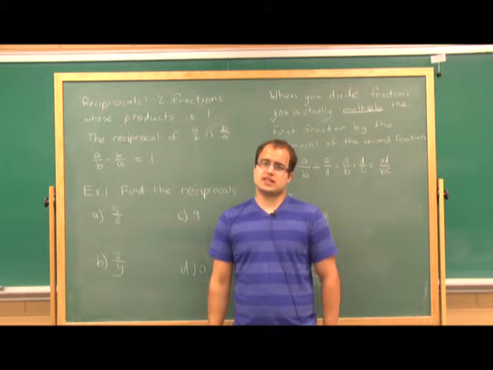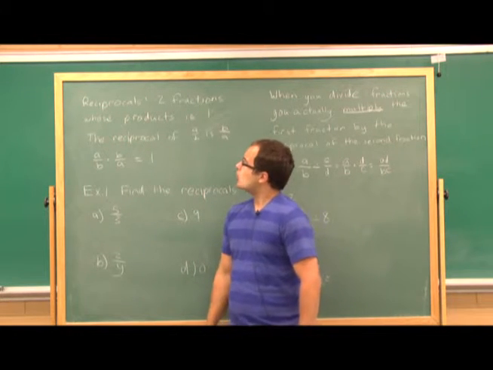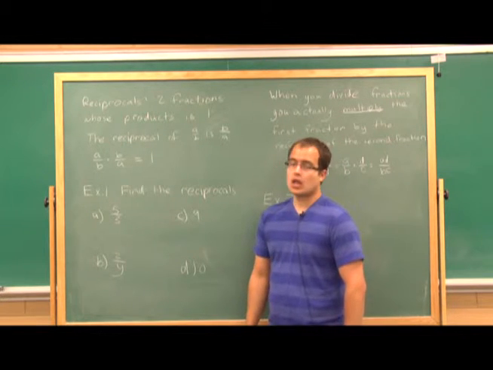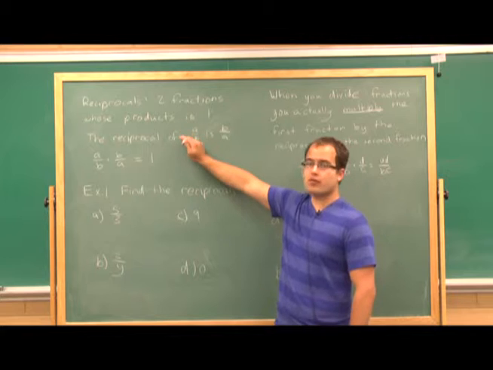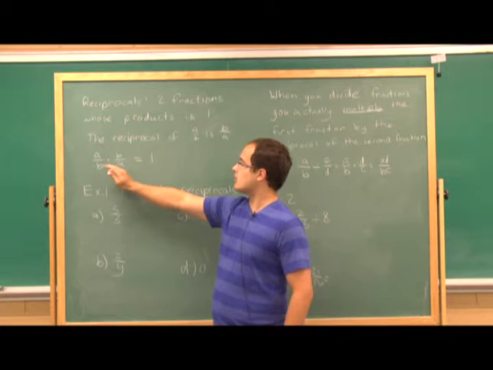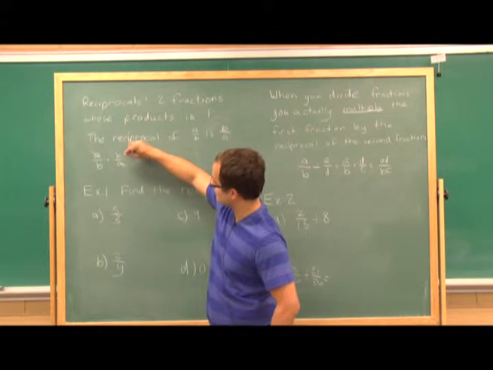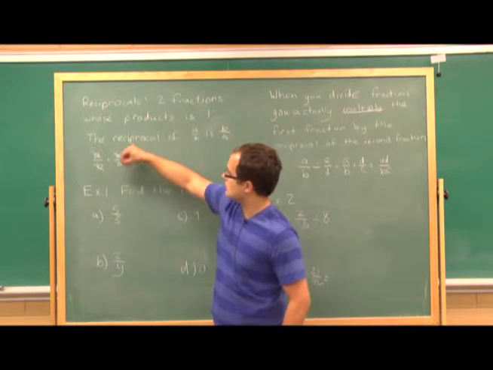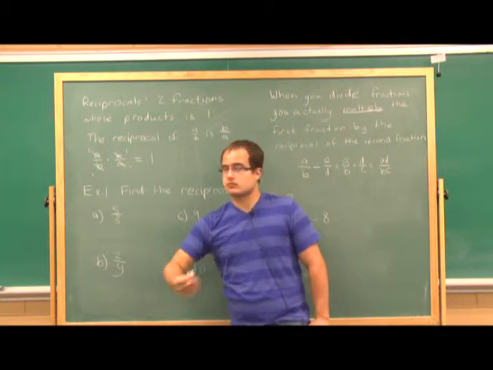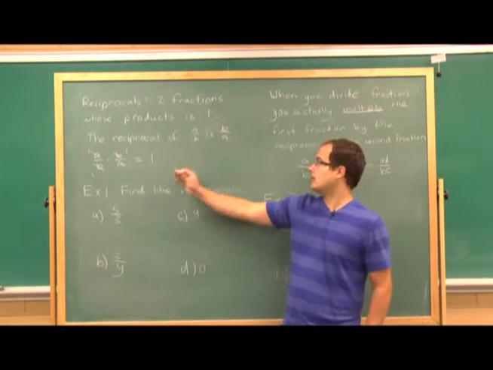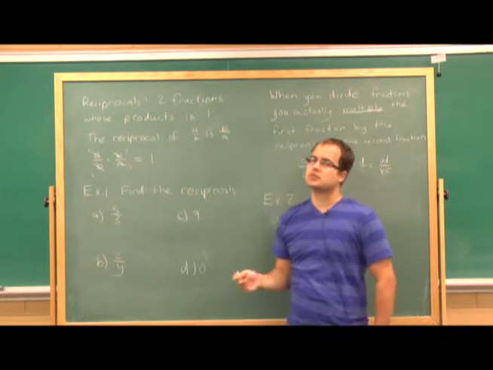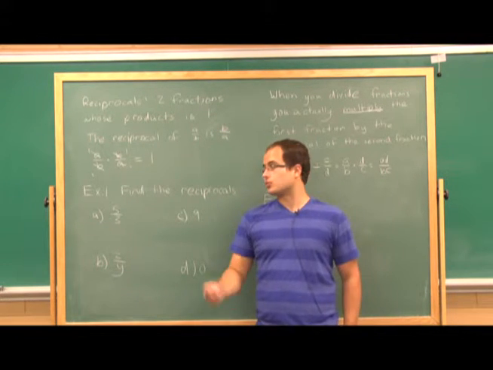Before we actually start with division, we have to talk about reciprocals. Reciprocals are two fractions whose product is 1. Like the reciprocal of A over B is B over A, because when I multiply A over B by B over A, the A's cancel out and the B's cancel out, leaving me with just 1. So that equals 1. If you notice a pattern, if I just flip the fraction, where the denominator becomes the numerator and the numerator becomes the denominator, that will give you your reciprocal.